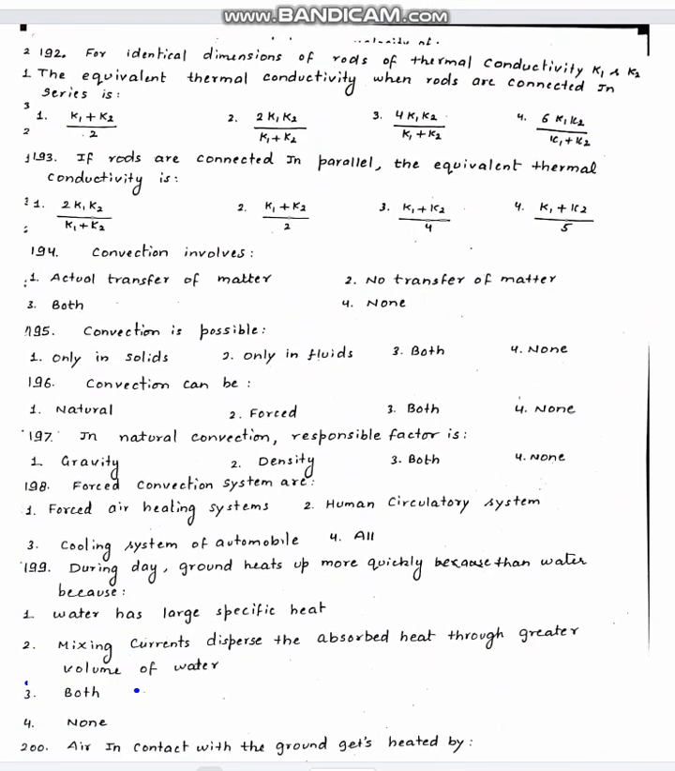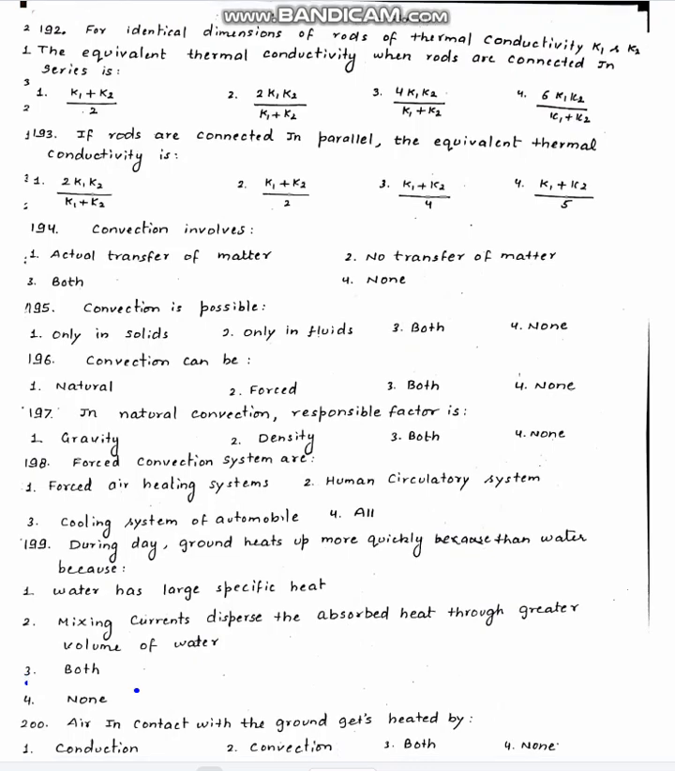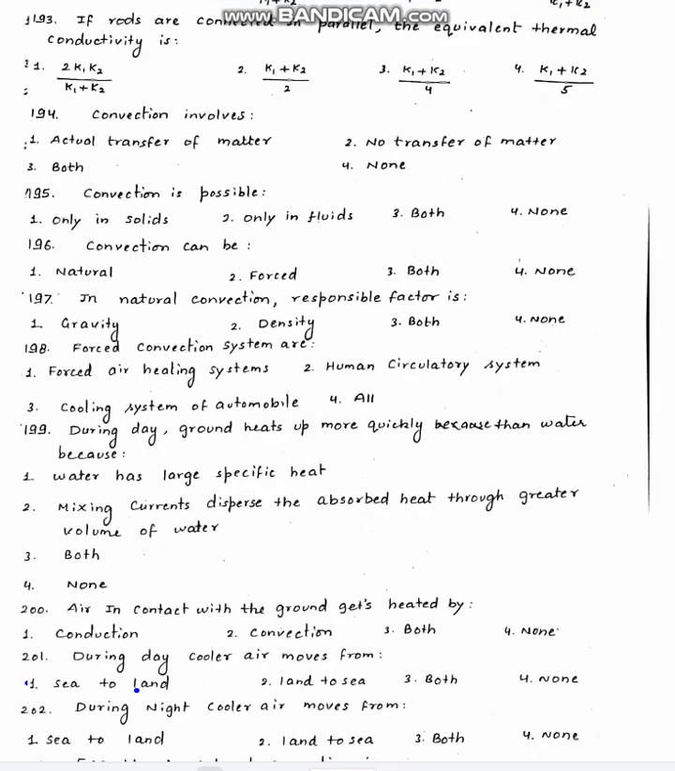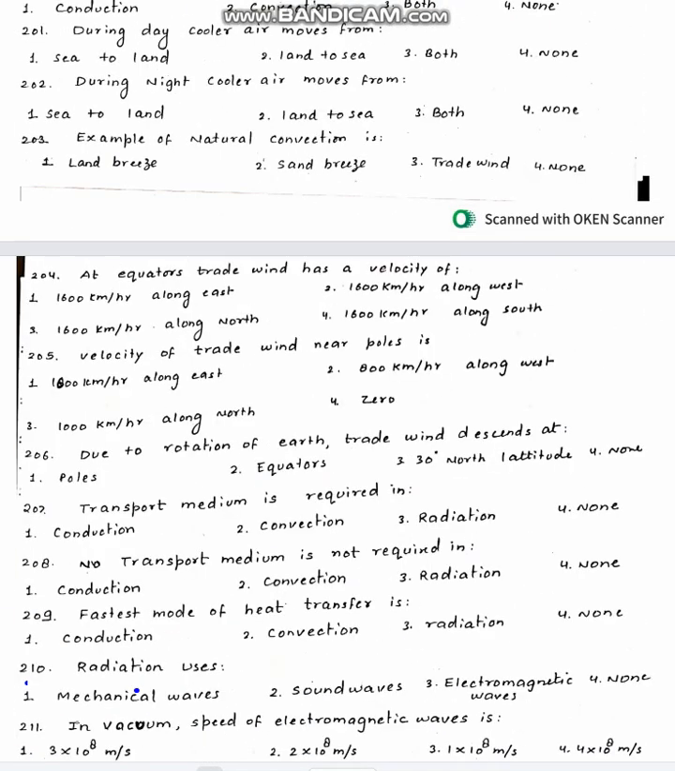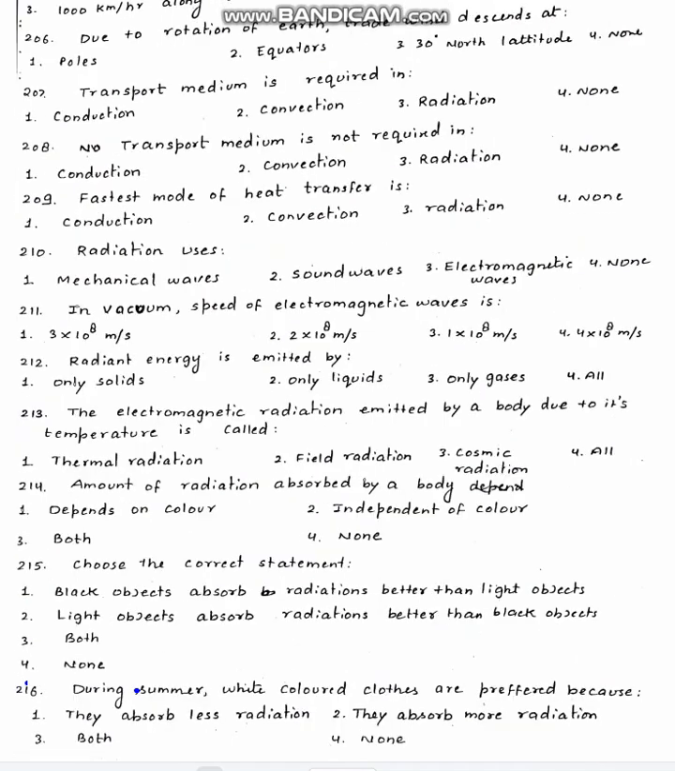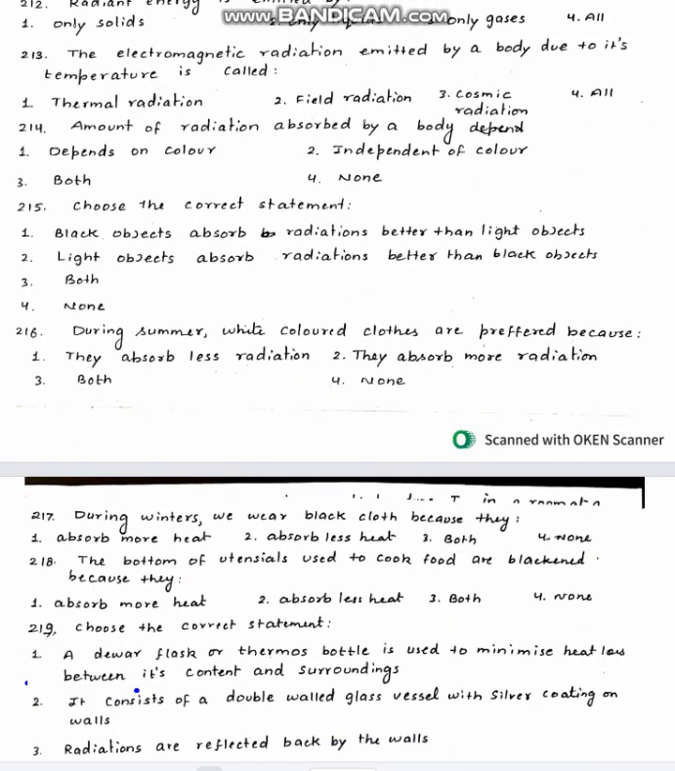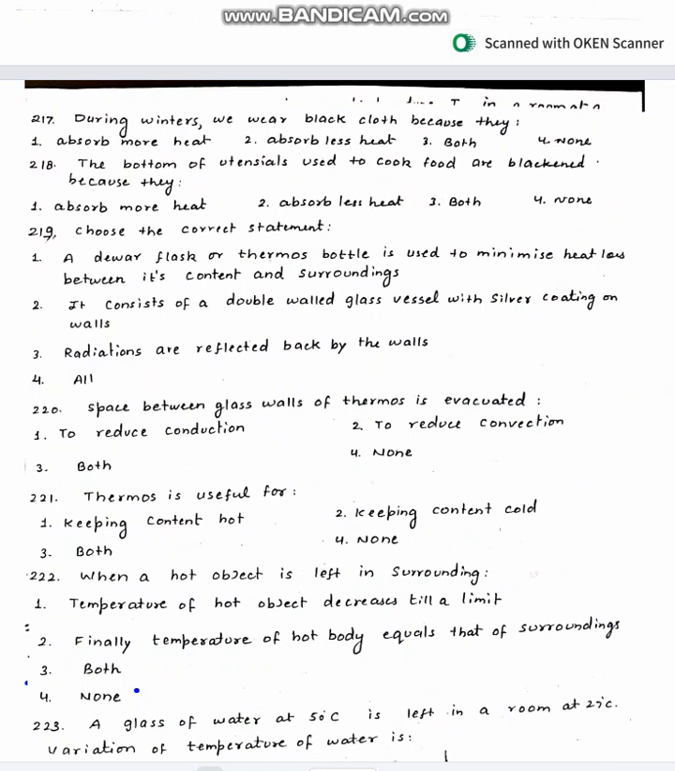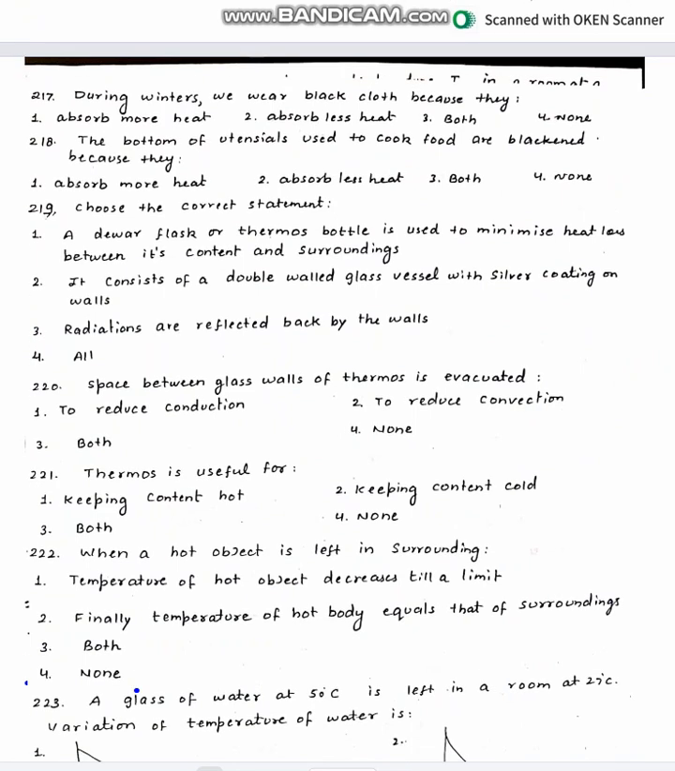Then we have two combined slab problems, their interface temperature, thermal resistance, heat current, junction temperature. Then we have equivalent thermal conductivity, then convection, possibility of forced convection, equator and poles, velocity of trade winds, transport medium requirement, radiant energy, black object radiations. Then we have questions based on thermals concept.